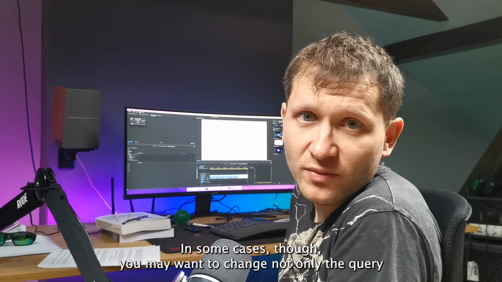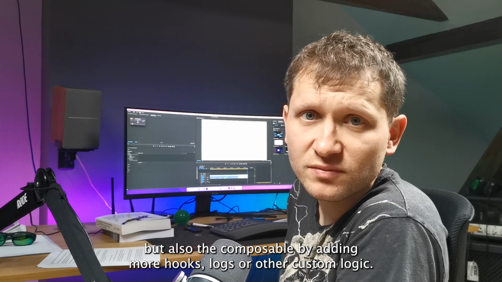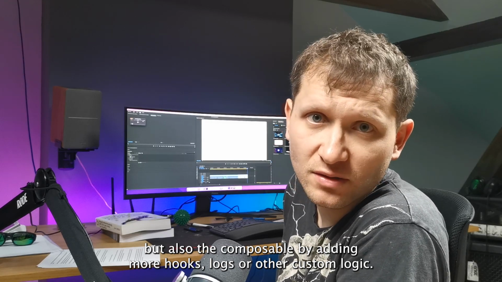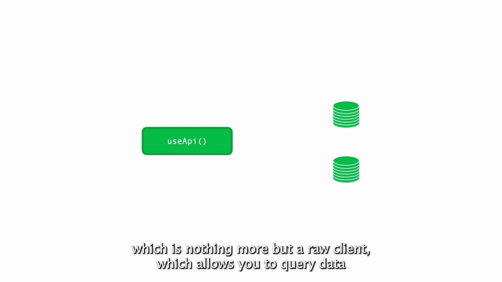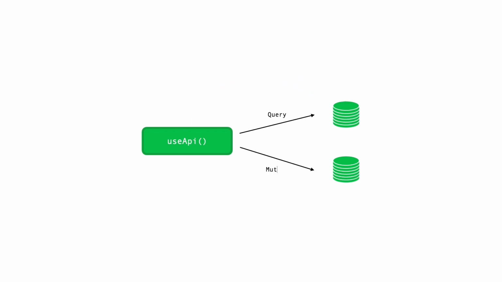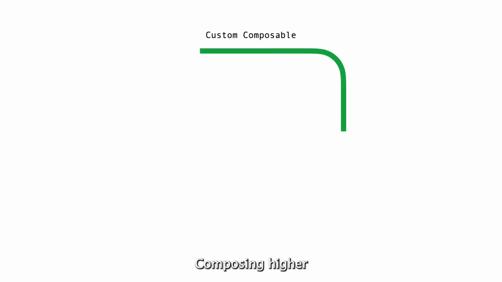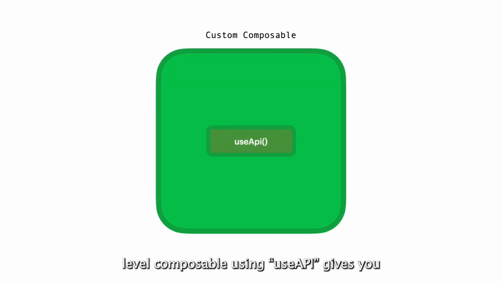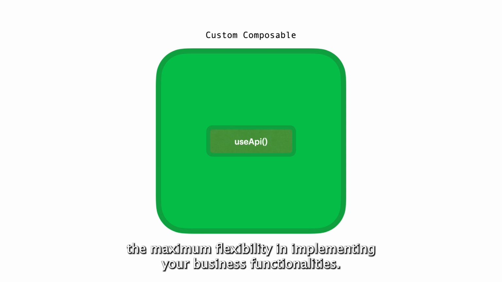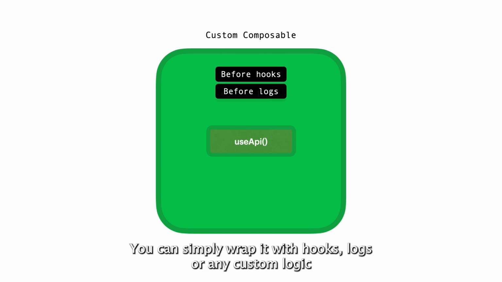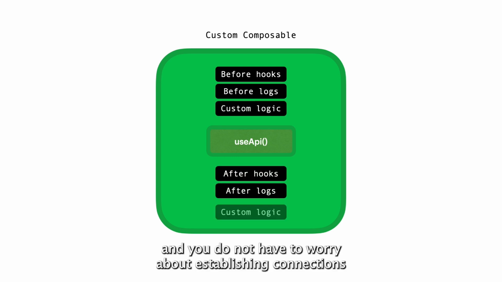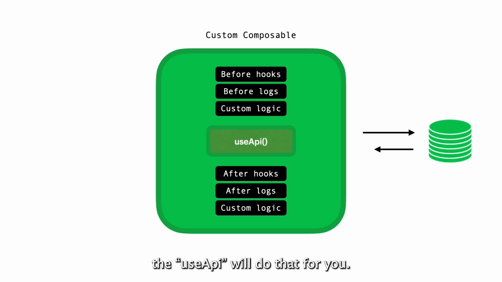In some cases though, you may want to change not only the query but also the composable by adding more hooks, logs or other custom logic. This is where you should use useApi composable, which is nothing more but a raw client which allows you to query data or to mutate data. Composing higher level composable using useApi gives you the maximum flexibility in implementing your business functionalities. You can simply wrap it with hooks, logs or any custom logic. And you do not have to worry about establishing connections with the e-commerce backend. useApi will do that for you.